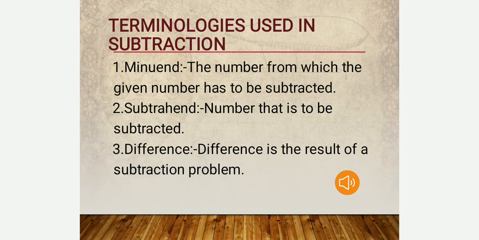The first terminology is minuend. The number from which the given number has to be subtracted is called minuend. Second, subtrahend. The number that is to be subtracted is called subtrahend. Third, difference. Difference is the result of a subtraction problem.